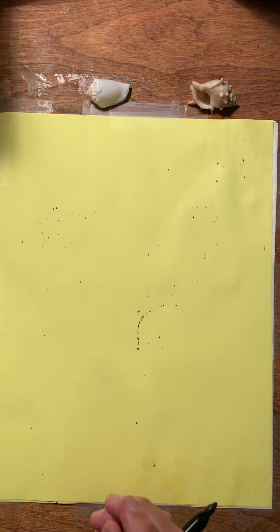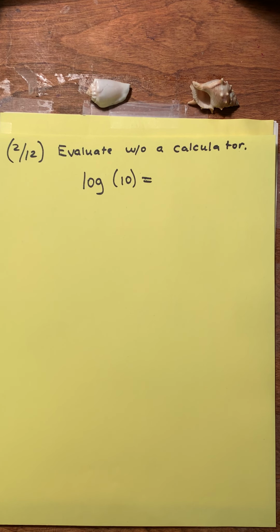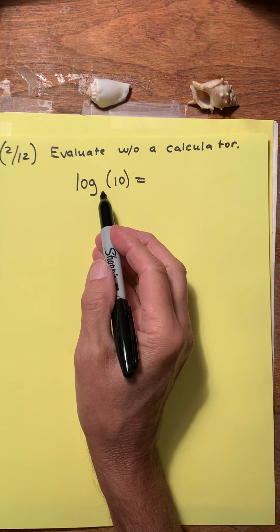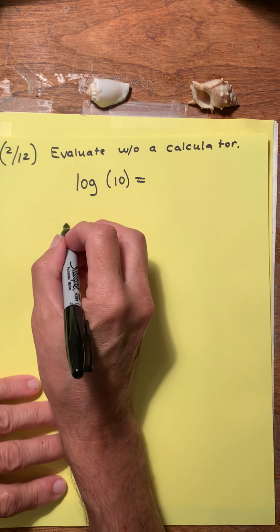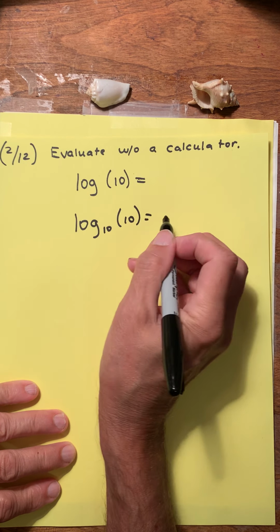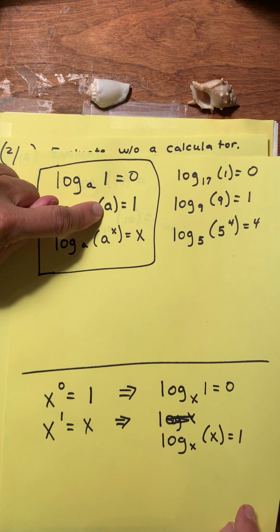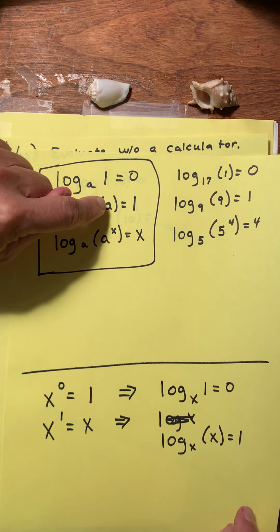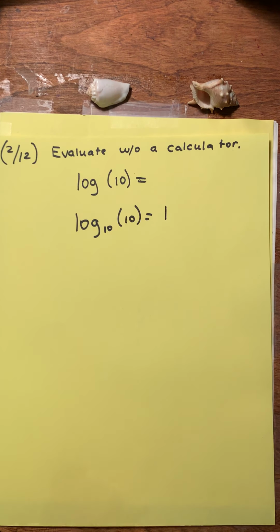All right, onward and upward. Evaluate, it says, without a calculator. Log base, hey, you know what the log base here is? That's right, it's 10. Another way to write this is log base 10 of 10. Hey, wait a minute. Log base anything of itself is going to be 1. Boy, that was fast.